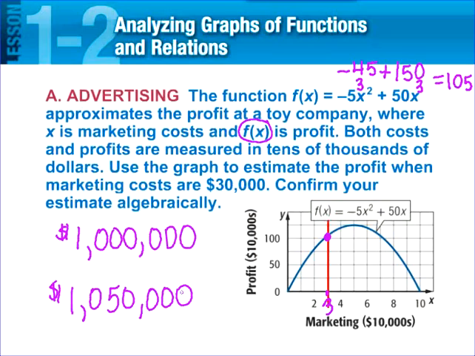When you confirm your estimate algebraically, it might not be exactly the same as what you found. As long as it's close, you're good to go. So within 50,000 would work, because 50,000 in one of these is a pretty minute amount. All right, let's look at the next one.